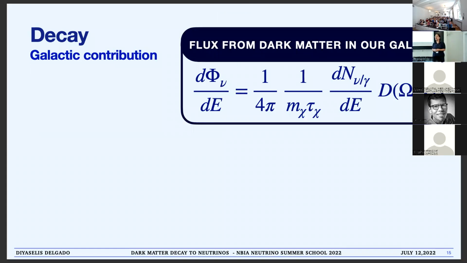So how we calculate it is with the flux from dark matter coming from our galactic center, and also flux from dark matter coming from our extragalactic sources. So for the galactic contribution, this is the flux equation. So let's break it down.